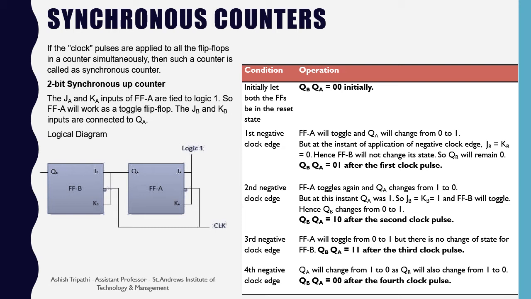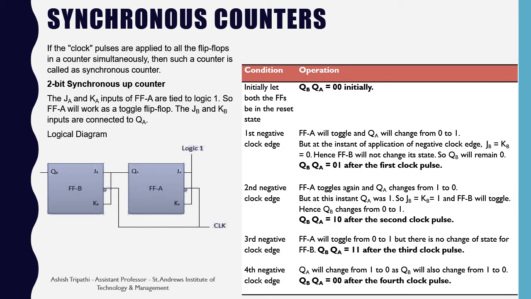But also see that at that instant of time, the clock is also applied to flip-flop B, but the previous QA was 0. So JB and KB will receive the value 0, hence there won't be any change in QB, which was 0. Hence you are getting 0 1 as the output for QB QA. It is the value 1 for the decimal number.